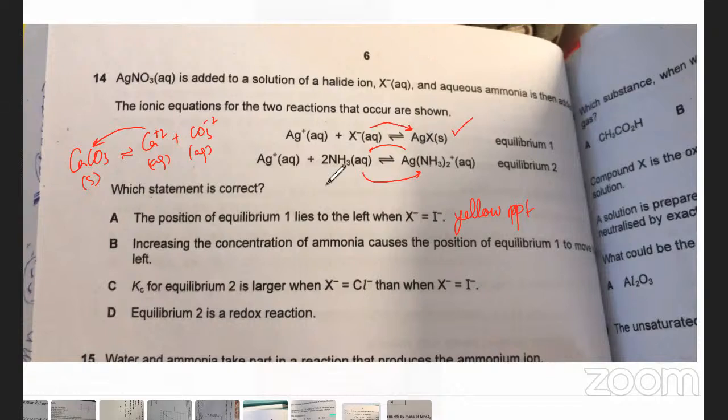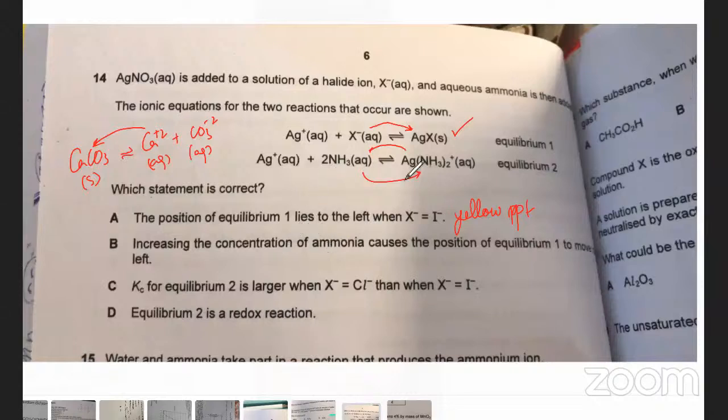Yes. So okay, that basically means the first one looks to be wrong because it does not lie to the left. If it lies to the left, then no precipitate should form, but there is a precipitate forming. Increasing the concentration of ammonia causes the position of equilibrium one to move to the left. Yes.